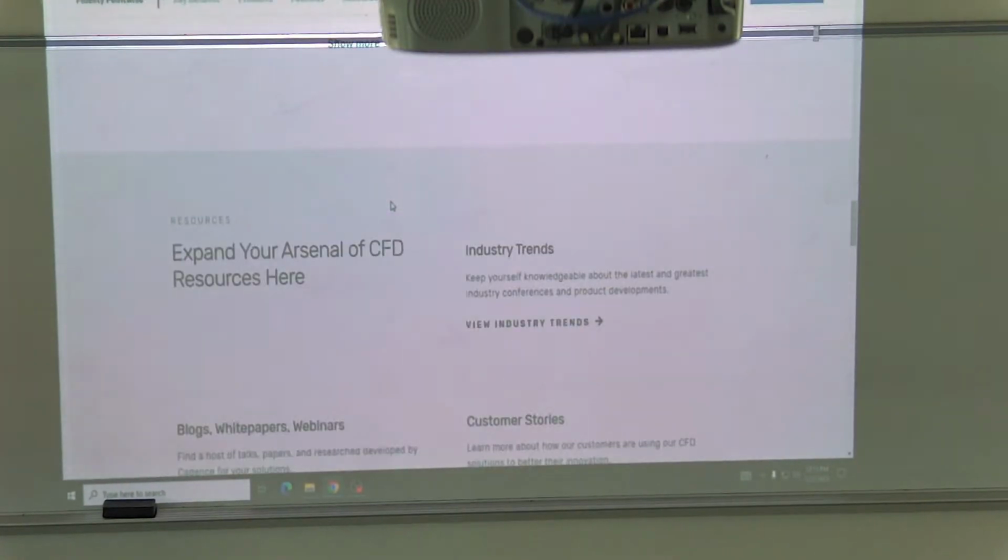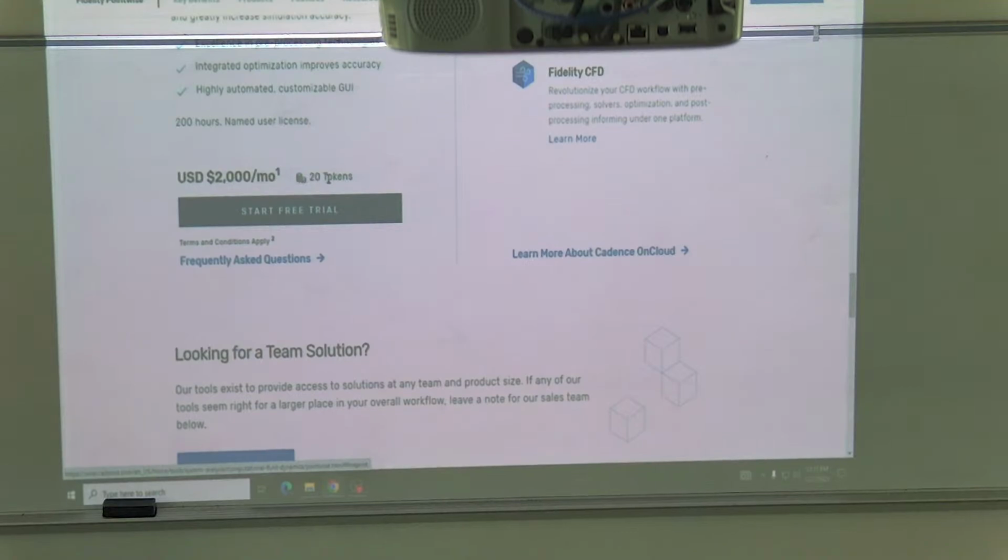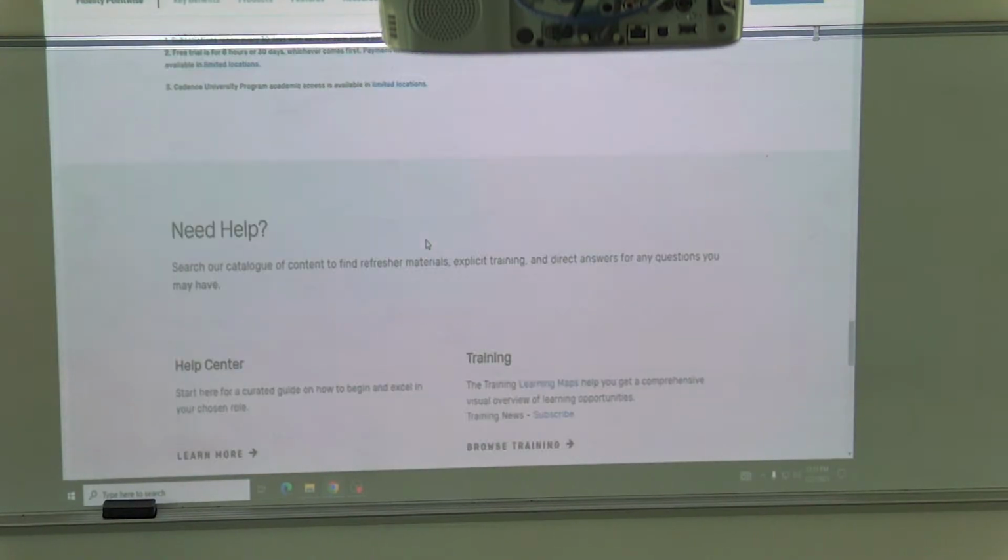And then, okay, so it's $2,000 a month. I don't know what 20 tokens is. 20 tokens. I guess each token is $100.